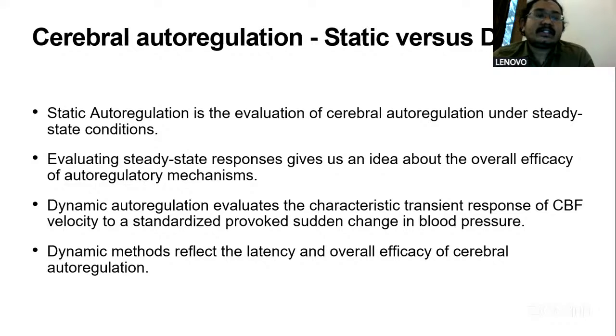So we have two things, static and dynamic. In static, you increase arterial blood pressure and see whether autoregulation has happened or not. Whereas in dynamic autoregulation, it is a transient response: we give a trigger and see how quickly the brain responds to the transient provocation. So that is dynamic.